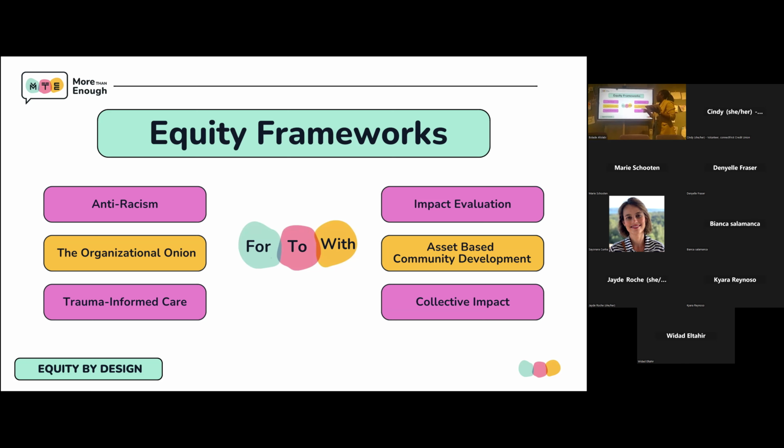So for example, you might be familiar with these, right? Anti-racism, trauma-informed care, collective impact, and all of these, if you look into them, they come with literally a guide in how to do that work. But again, equity being at the center, at the forefront.